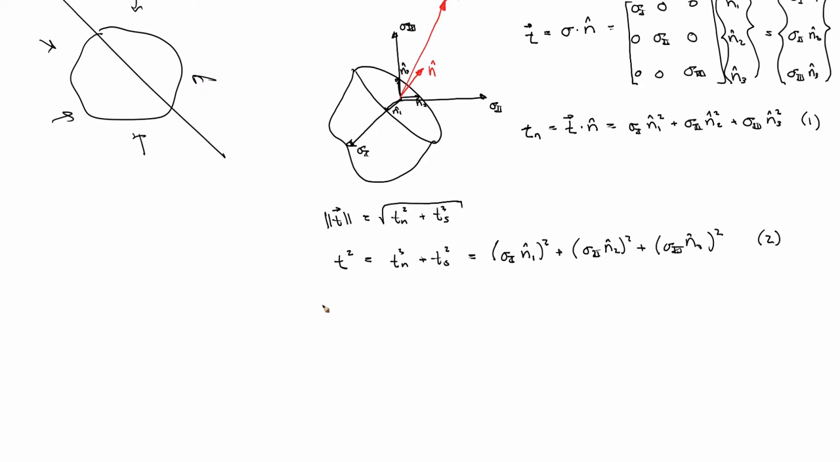And then the third equation is that n is a unit vector. The magnitude of a unit vector is equal to 1, and so that is equal to n1 squared plus n2 squared plus n3 squared. So then I have three equations. I'm just going to write them in matrix form.